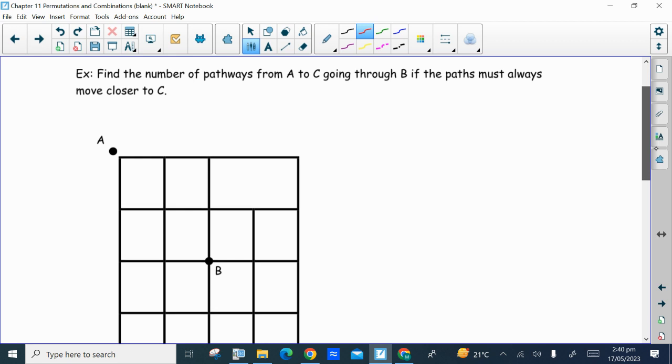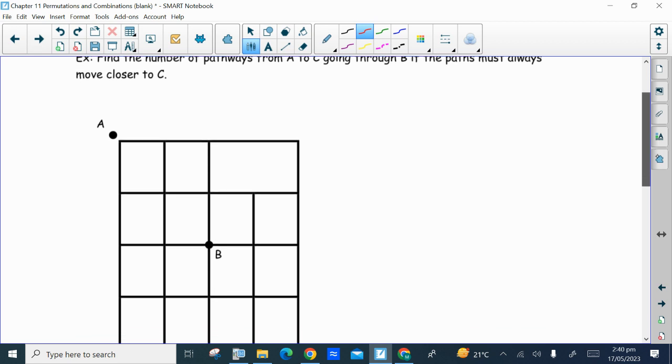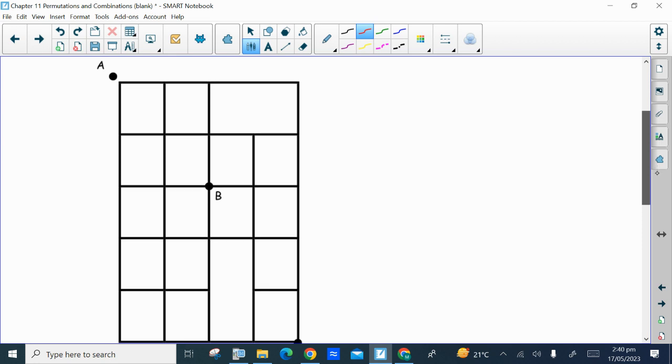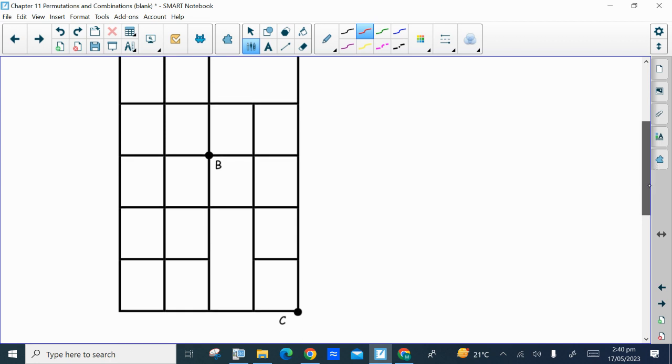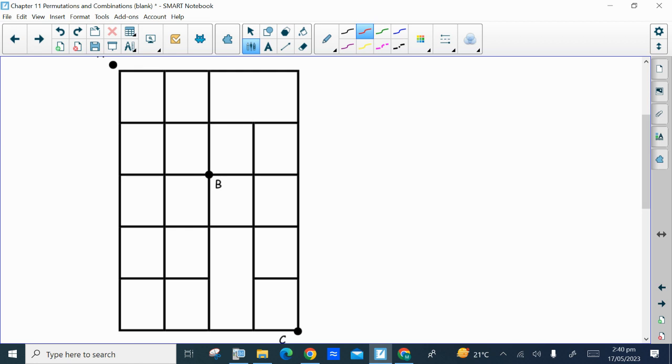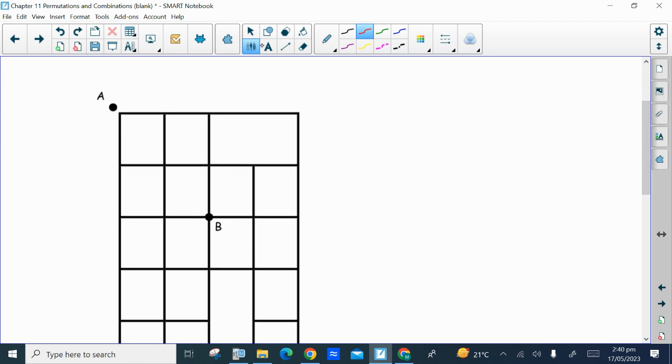Find the number of pathways from A to C, but you must go through B. So from A, you have to go to B first, and then from there you can go on to C. Because you have to go to B first, you can only go to the right as far as where I've shown. Because there's no backtracking. You always have to be moving closer to B and closer to C. So as you go down, you can only go down as far as those first 2 roads, if you want to call them that, because you have to go to B first and you can't backtrack.